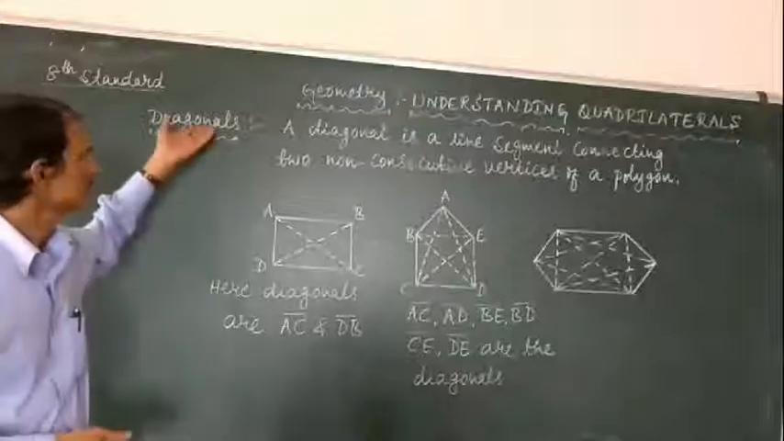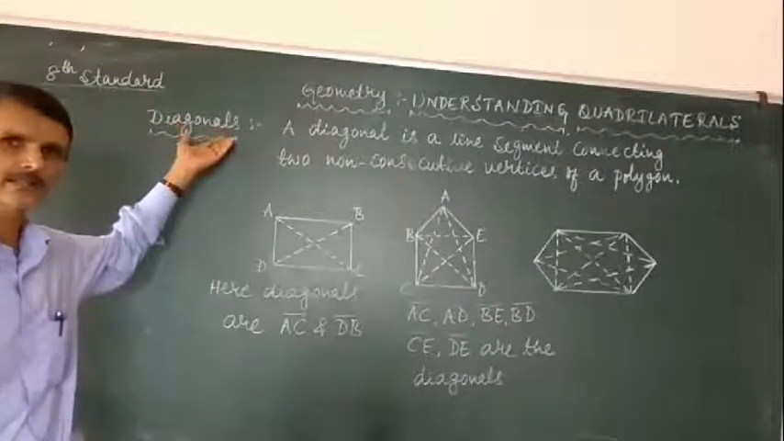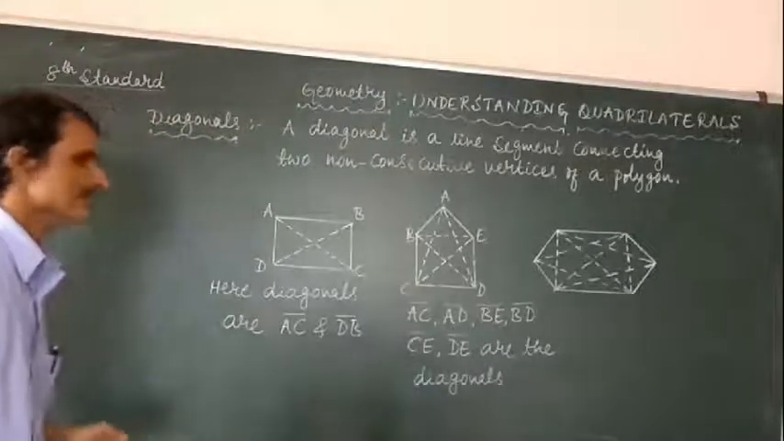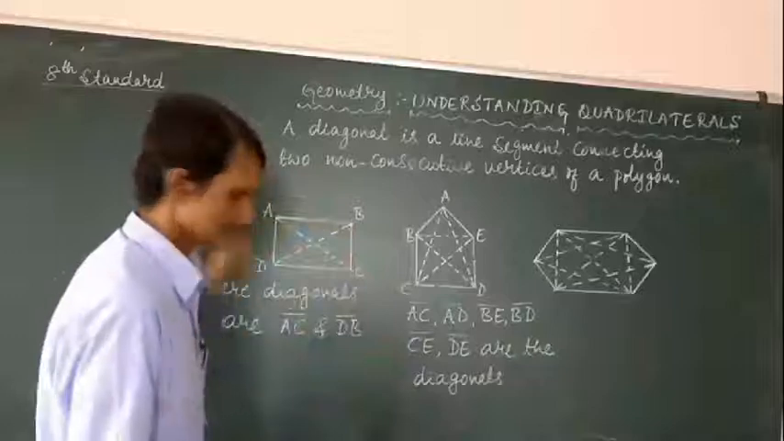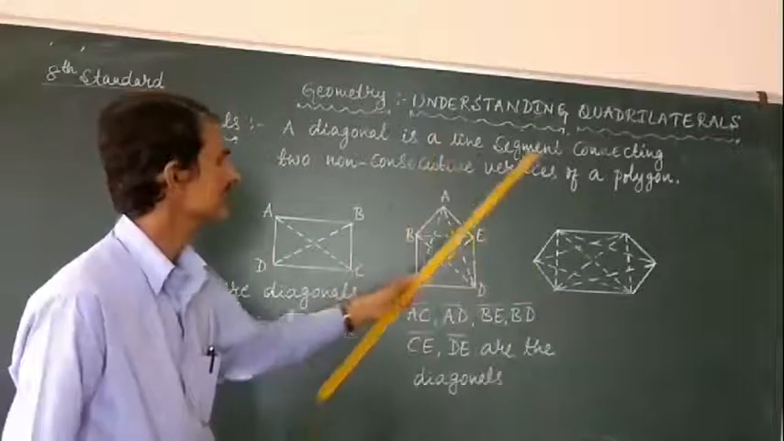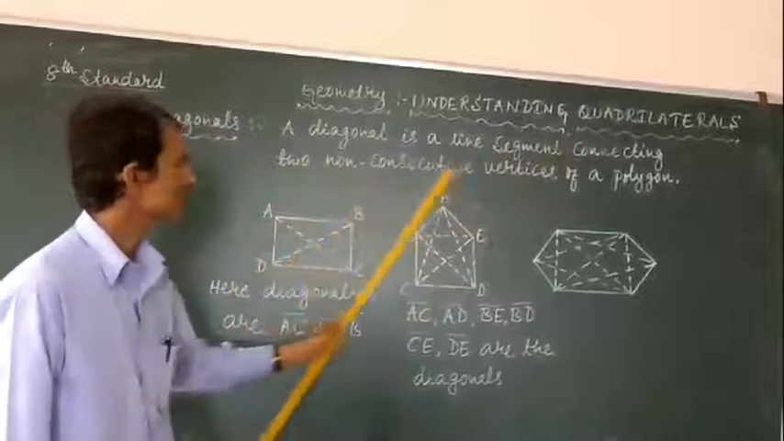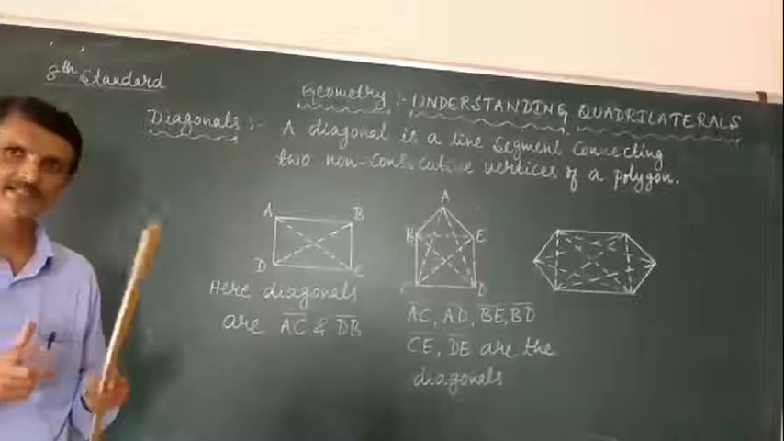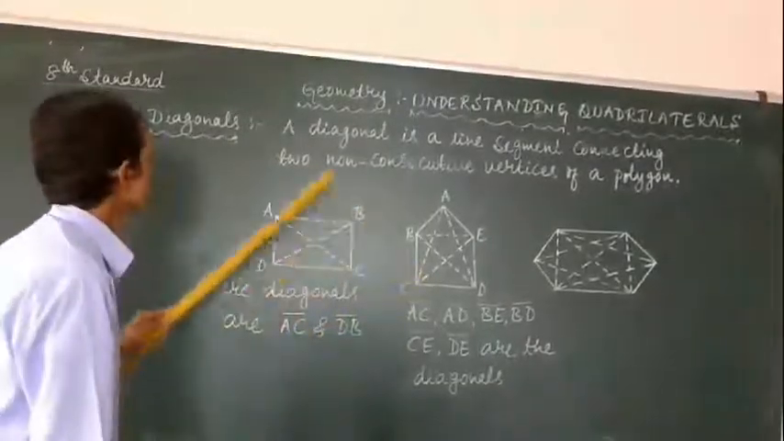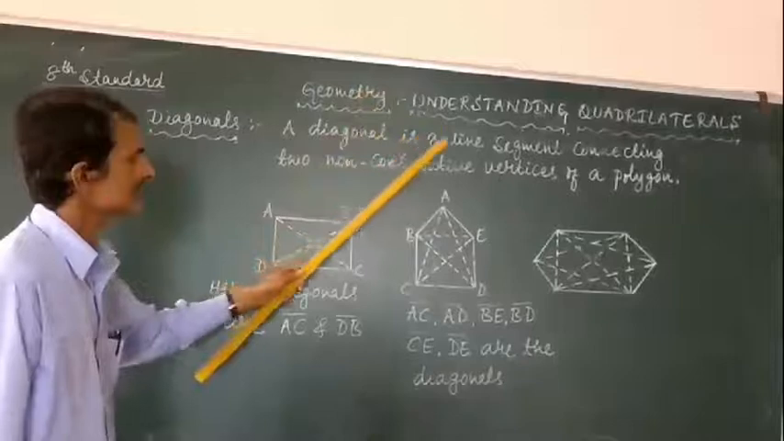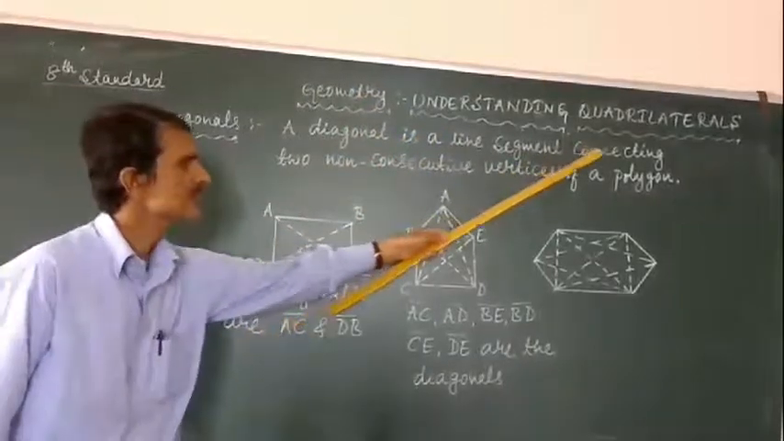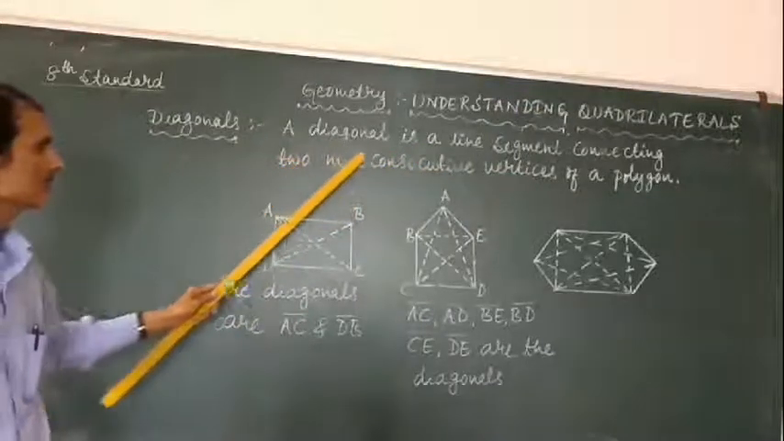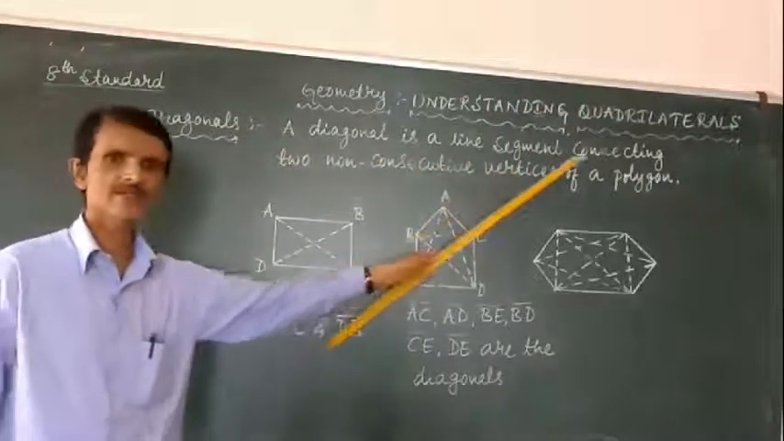Students, now we shall see the diagonals of the polygon. A diagonal is a line segment connecting two non-consecutive vertices of a polygon. How to understand the definition of the diagonal? Diagonal is a line segment which connects two non-consecutive vertices of a polygon.